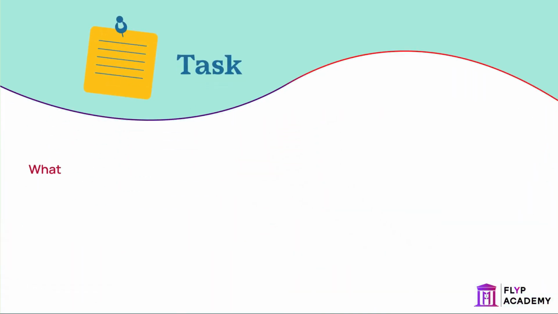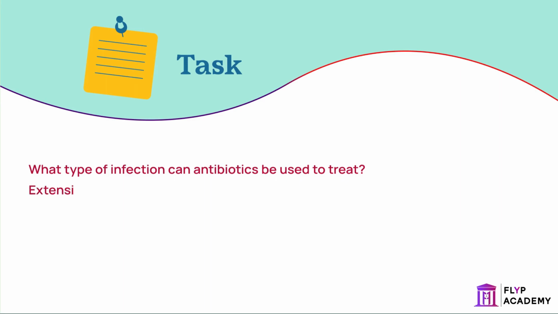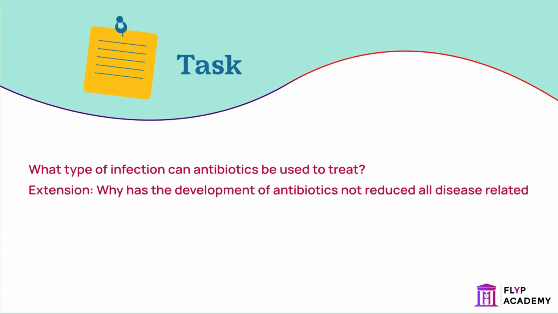Task: what type of infection can antibiotics be used to treat? Antibiotics can be used to treat bacterial infections. Extension: why has the development of antibiotics not reduced all disease-related deaths?